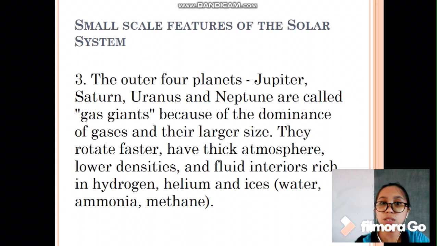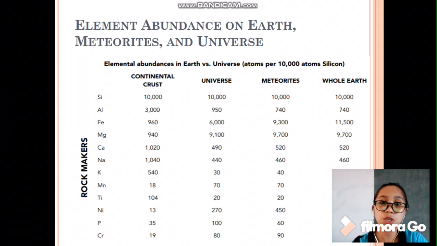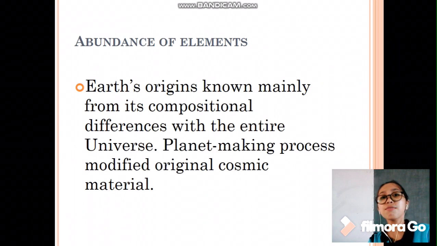So these are the element abundances on Earth, meteorites, and the universe. Take note of the data. And next, here. So for the abundance of elements, Earth's origin is known mainly from its compositional difference with the entire universe. So the planet-making process modified the original cosmic material.